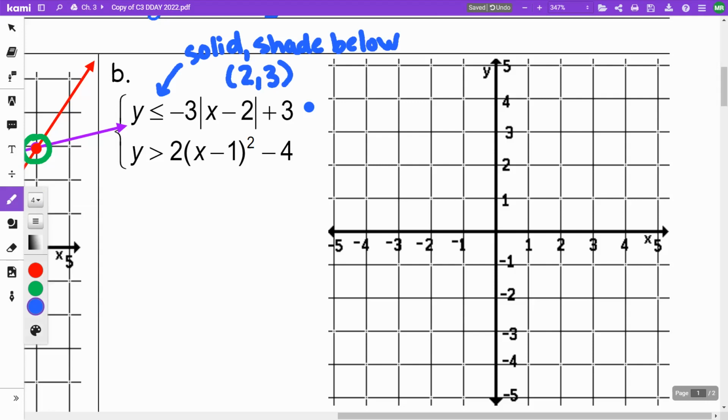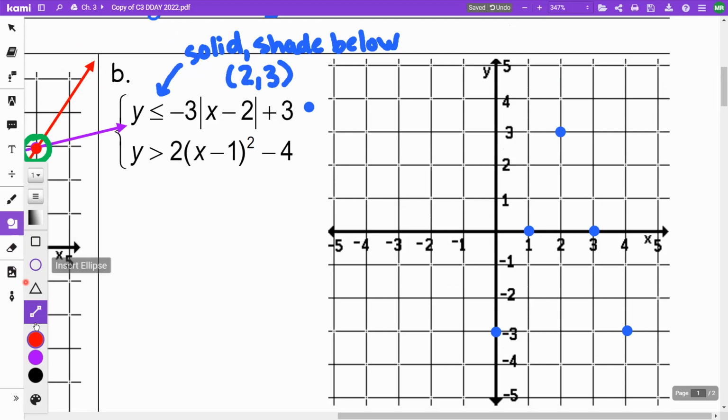So when I'm plotting this, I am going to go to 2, 3. And then this -3 is my stretch, but since this is an absolute value, which is linear in nature, I can think of it as a slope. Only for absolute values am I going to do this. I'm going to go down 1, 2, 3 over 1 in both directions. So I'm going down 3, out 1, down 3, out 1. From here, down 1, 2, 3, out 1. Over here, down 1, 2, 3, out 1. And so forth. And this is going to be a solid line.